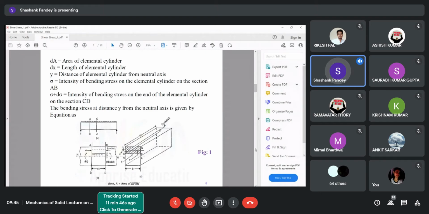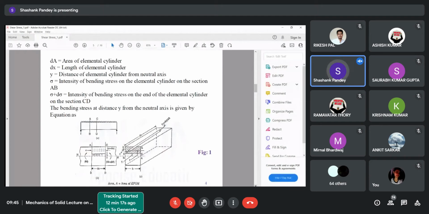Sigma is the intensity of bending stress on the elemental cylinder on section AB. So section AB experiences a bending stress, that is sigma, and section CD experiences a bending stress, that is sigma plus d sigma. The bending stress at distance y from the neutral axis is given by the equation.